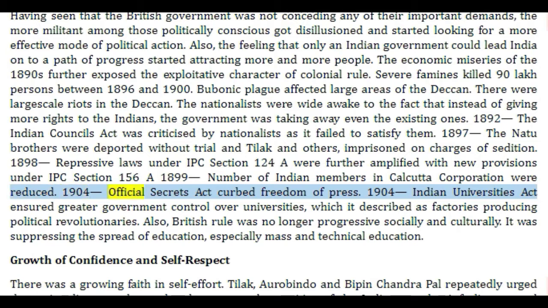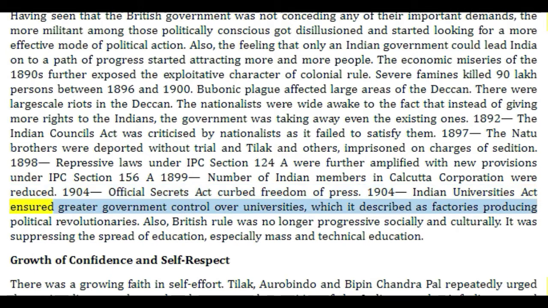In 1904, the Official Secrets Act curbed freedom of the press. In 1904, the Indian Universities Act ensured greater government control over universities, which it described as factories producing political revolutionaries. Also, British rule was no longer progressive socially and culturally. It was suppressing the spread of education, especially mass and technical education.